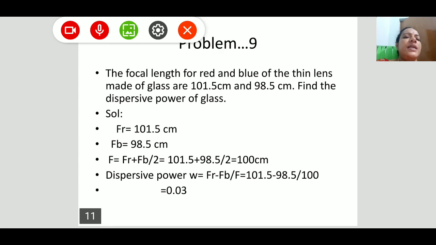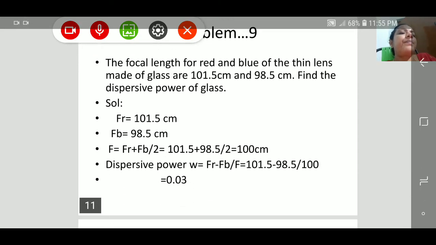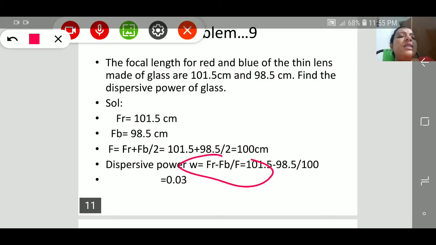Next let us take another problem. The focal lengths for red and blue of a thin lens made up of glass are 101.5 centimeters and 98.5 centimeters. Find the dispersive power of glass. Simply it is based upon chromatic aberration. The key formula is this one.